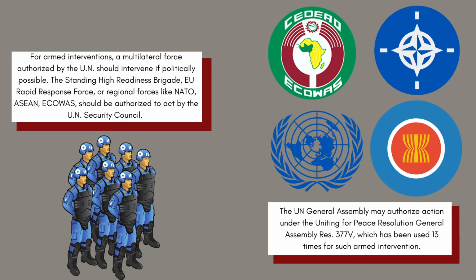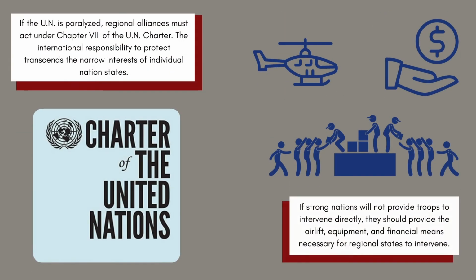the UN Security Council. The UN General Assembly may authorize action under the Uniting for Peace Resolution, General Assembly Resolution 377V, which has been used 13 times for such armed intervention. If the UN is paralyzed, regional alliances must act under Chapter 8 of the UN Charter. The international responsibility to protect transcends the narrow interests of individual nation-states. If strong nations will not provide troops to intervene directly, they should provide the airlift, equipment, and financial means necessary for regional states to intervene.